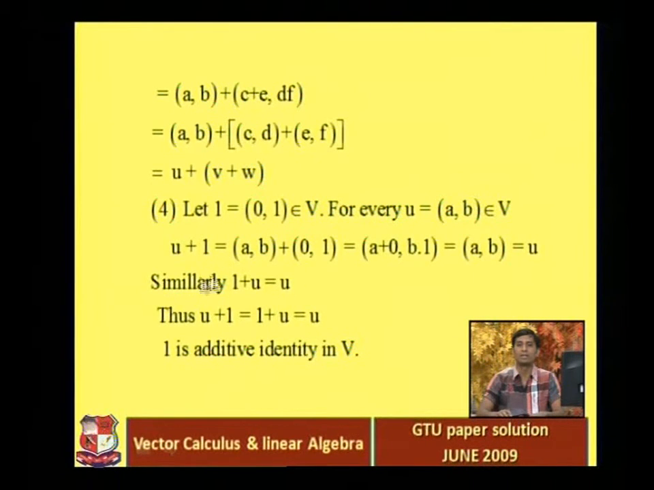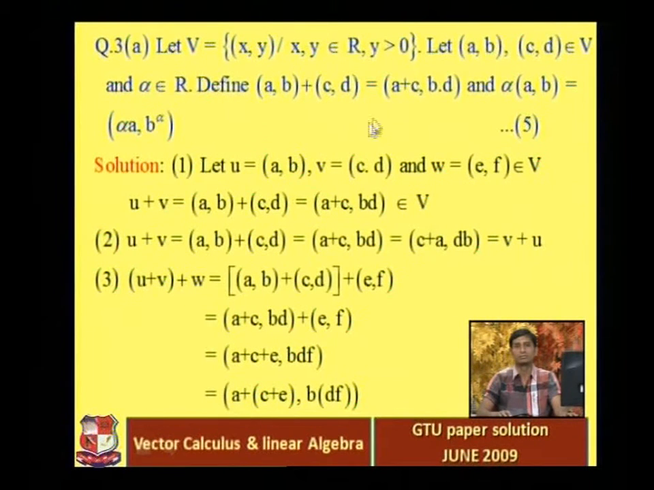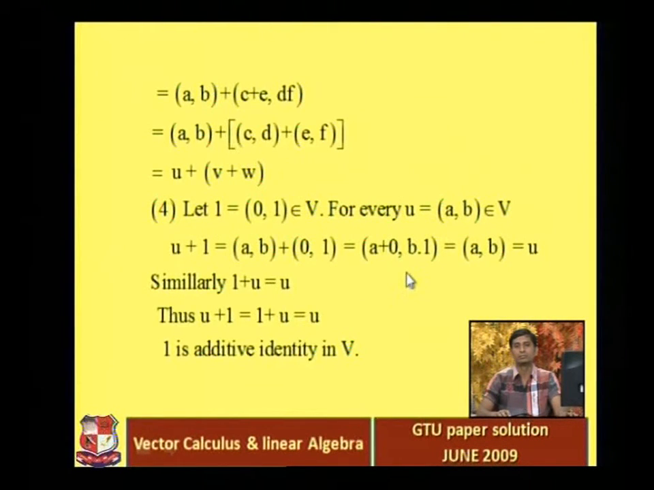That is equal to (a, b) plus (0, 1), that is equal to (a plus 0, b into 1). Using the definition of addition, a plus 0, b into 1, so that is equal to (a, b), that is equal to u. So u plus 1, that is equal to u. Similarly we can prove that 1 plus u is also u. So u plus 1 is equal to 1 plus u, which is equal to u.